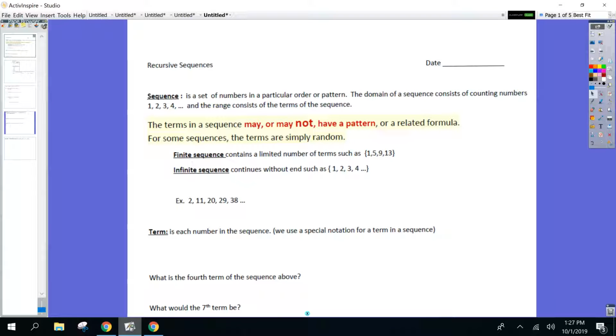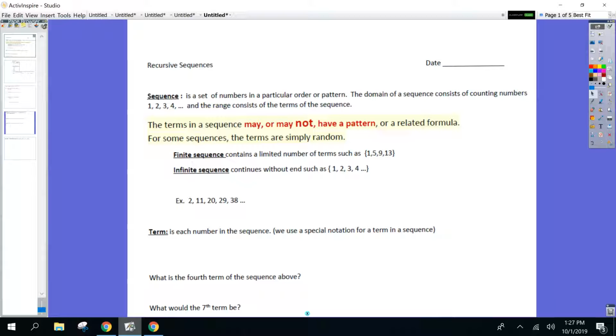Sequence, just an order of numbers. Everyone thinks it always has to have a pattern. No, it doesn't. It's just a list of numbers separated by commas. That's what a sequence is. It can end, that's what we call a finite sequence, where it's just a set of numbers and it ends. Or it could go on forever, like 1, 2, 3, 4, start counting for me. That's called an infinite sequence.